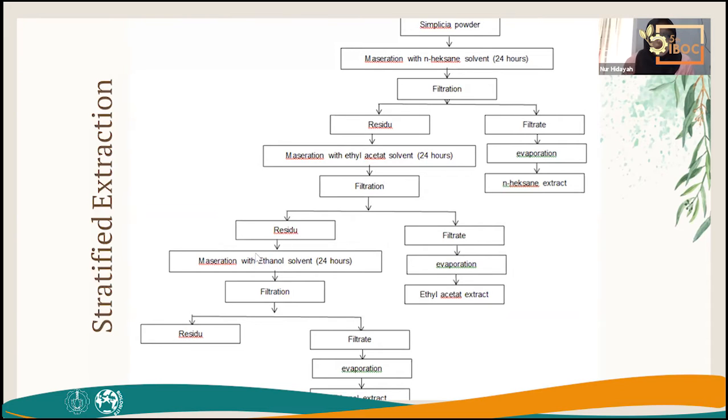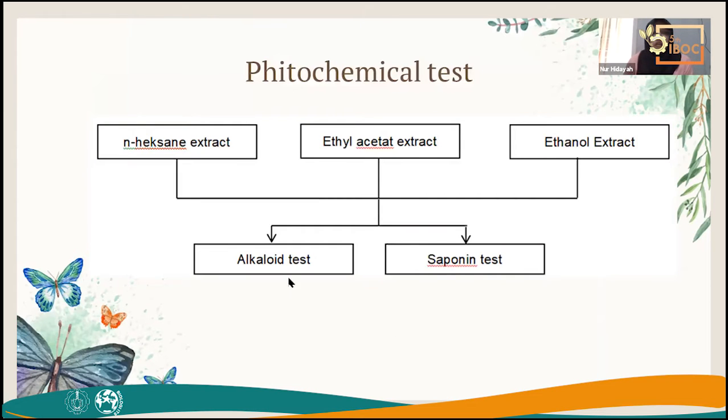And then we filter to get the residue and the filtrate. The filtrate we evaporate again with the rotary vacuum evaporator to get the ethyl acetate crude extract. The residue, we re-macerate with the ethanol solvent for 24 hours, and then we filter to get the residue and the filtrate. The filtrate we evaporate with the rotary vacuum evaporator to get the ethanol crude extract. And then for the phytochemical test, for the three extracts, we have N-hexane crude extract, ethyl acetate crude extract, and ethanol crude extract. We analyze them with the alkaloid and saponin test.